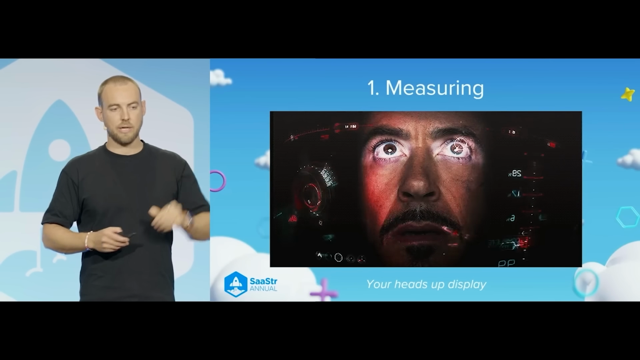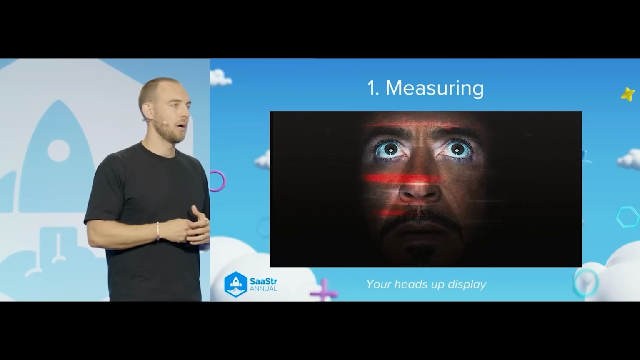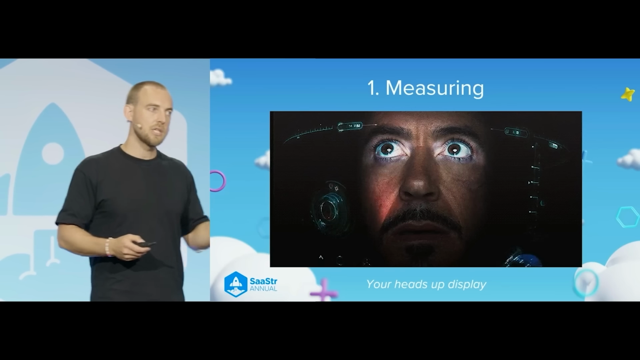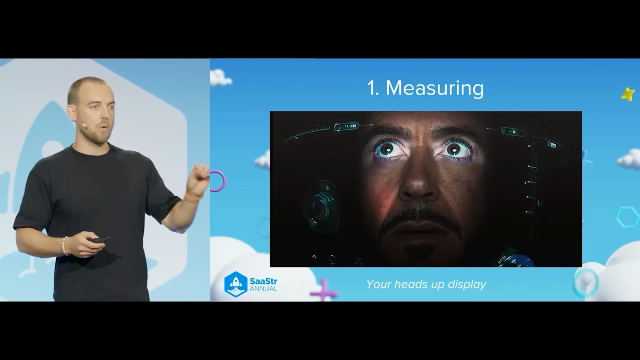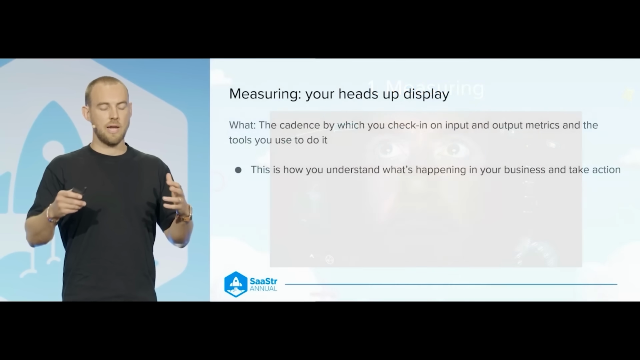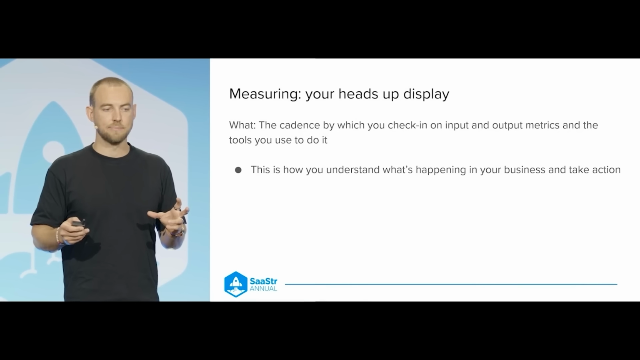So the first pillar here is your measurement rhythm. And so we'll go back to our Ironman analogy. This is your heads up display. This is how you understand what's happening in your business at any given time at the snap of your fingers. This should be quite easy. You shouldn't need BizOps or data requests to understand what's happening. This is the set of rules and rhythms and tools that you put around you to understand what's happening.